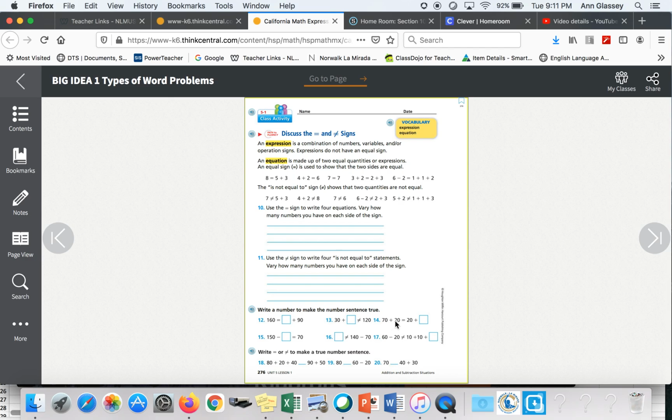70 plus 20 equals 20 plus blank. This just has to be not equal to 140 minus 70. 60 minus 20 is not equal to 10 plus 10 plus something. You can put anything in here that makes it not equal 60 minus 20. And here you write equal to or not equal to make true number sentences. That is your math for today.